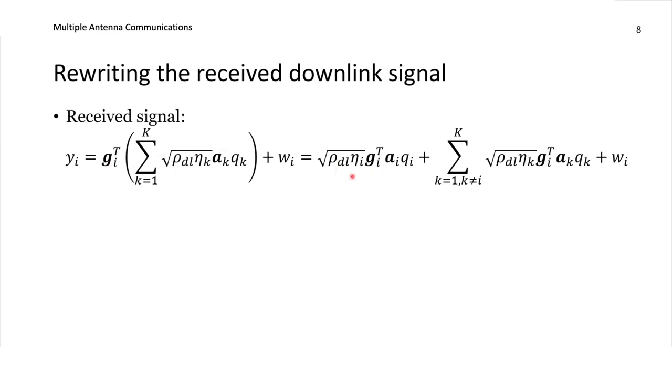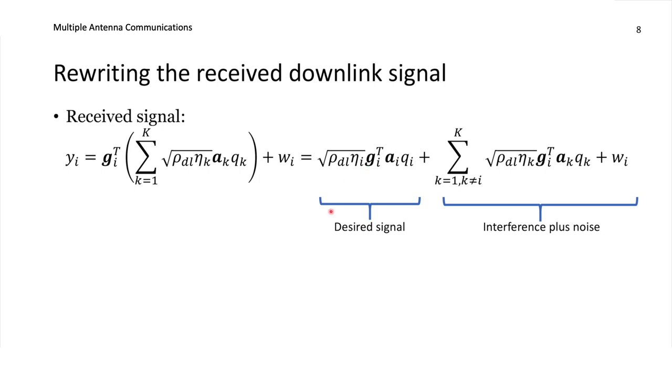It's this one. So we have a power, we have the inner product between the channel and the precoding vector of the user of interest. And here we have the signal meant for user i. So this is the desired signal. The rest here is interference plus noise. So we have the same summation as before, except that we have removed the term where k is equal to i. And then we have the same noise term here. And this is going to be interference and noise. And we would like to put it into this W term that we were considering in the capacity lower bound.